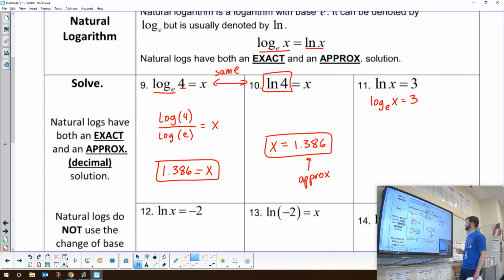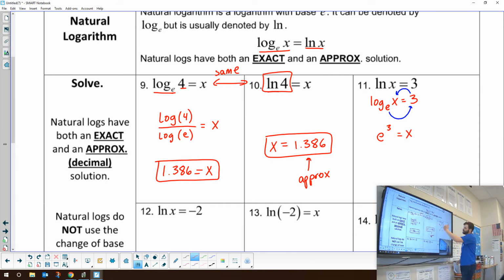Log base e of x equals 3. So this is log base e. That's what natural log is. And you'll notice x is inside. It's not what we're equal to this time. So I have to rewrite this. I'm going to rewrite this and go here and then back to here. So it's going to be e to the 3rd power equals x.